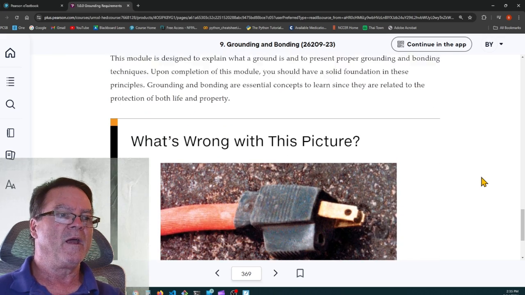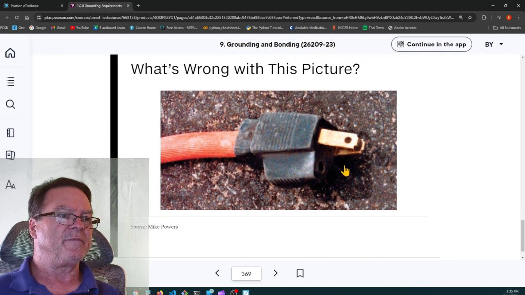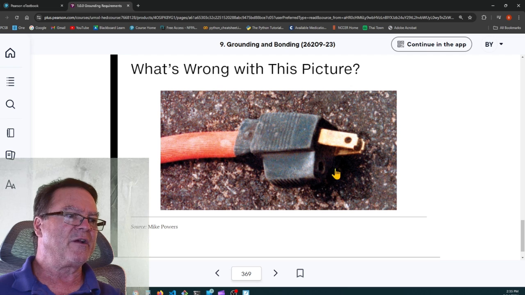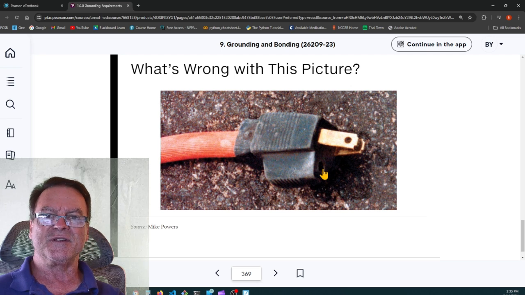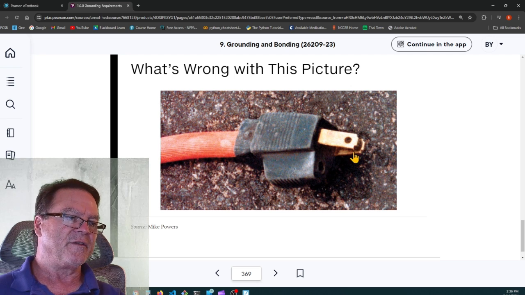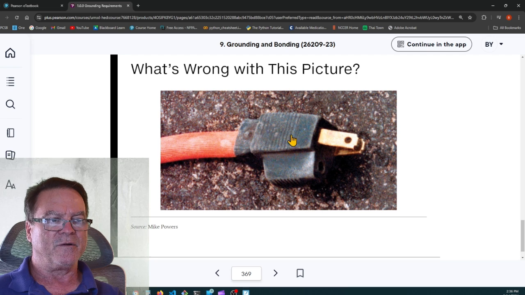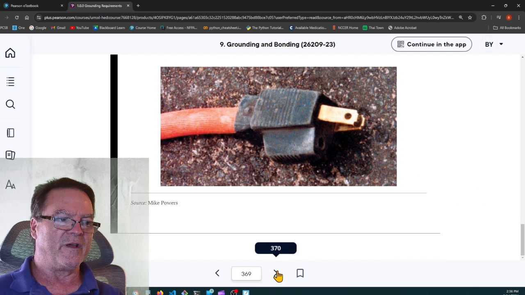All right. What's wrong with this picture? Well, it looks like somebody stepped on this or, maybe they drove over it. It looks pretty crushed. The grounding prong is gone. You can't use this on a job site. The hot and neutral conductor prongs are bent out of shape. So, yeah, this has been subjected to something. Something drove over that.